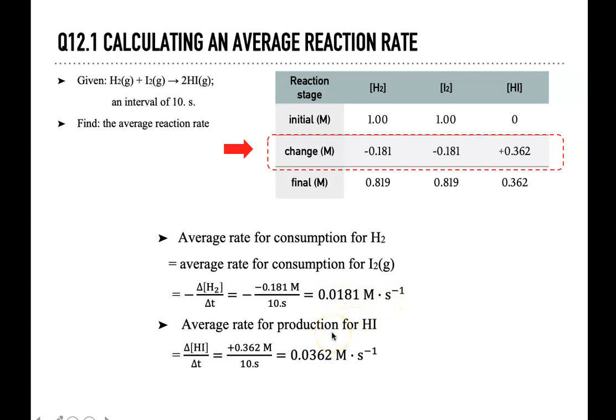However, the average rate for production of hydrogen iodide is a 0.362 molarity increase over a time period of 10 seconds, which gives 0.0362 molarity per second. I want to draw your attention to the fact that the average rate of production is twice as large here. So we'll revisit this example to find a unique reaction rate for this reaction.